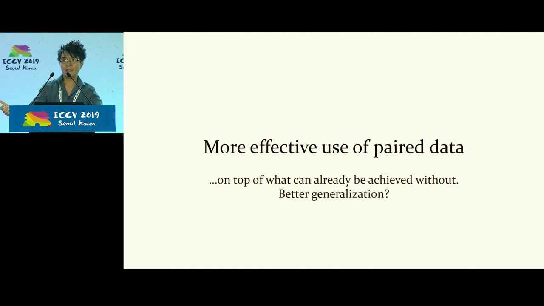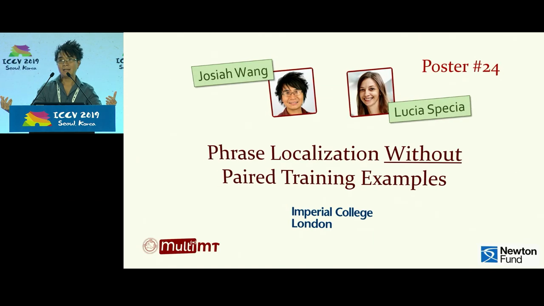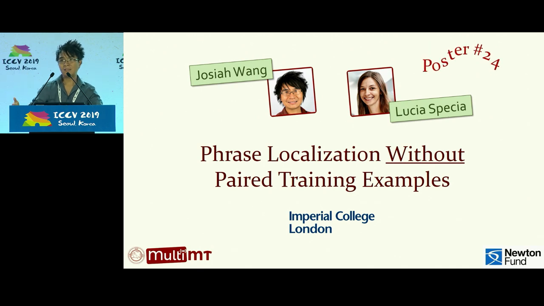So this will lead to better generalization for different vision and language tasks. And this is important if we want to progress further in having an AI that's more general and can tackle all different tasks rather than one specific task. And with that, I end my presentation. Thank you, and visit us at our poster 24 if you want to argue more. Thank you.